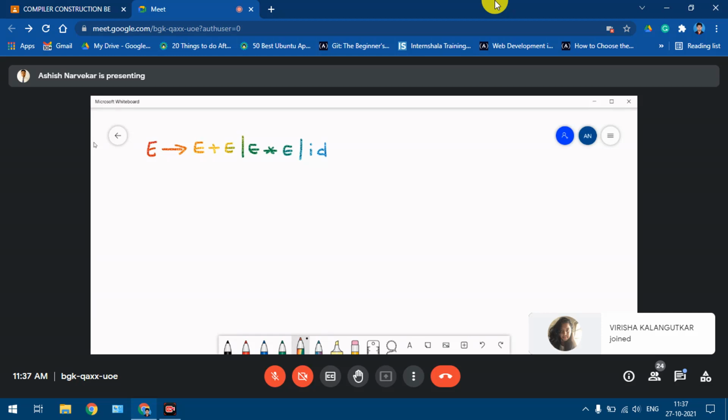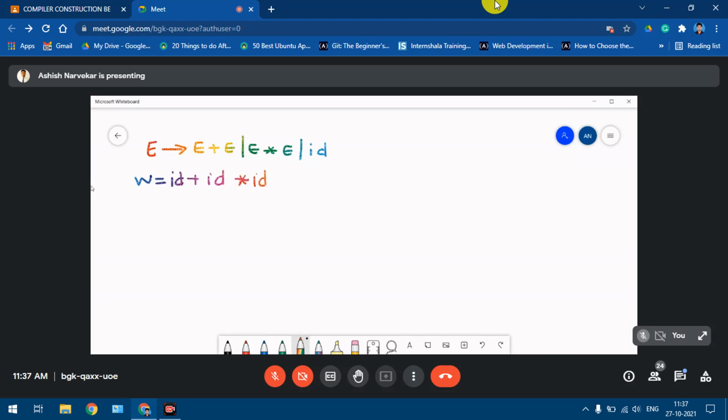Okay. And what we have been given is we have to draw parse trees for the string ID plus ID star ID. I'll just remove this W equal to, because again you all might get confused thinking that the W equal to is also part of the string. Okay, so this is the string given to us and this is the grammar that is given to us.